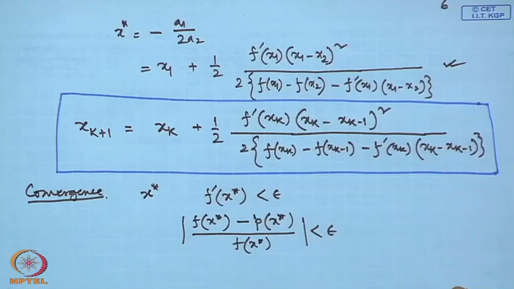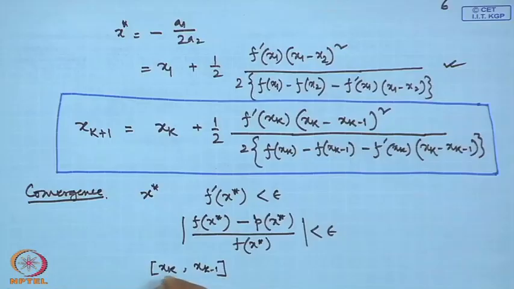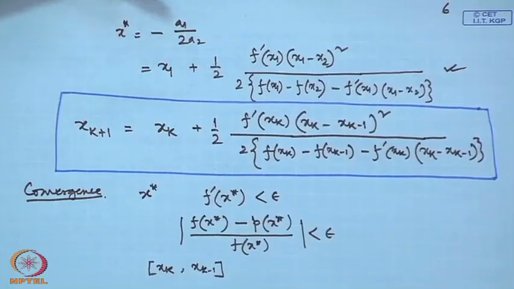And another check, as I said, is that if the interval, that is xk and xk minus 1, is very small, then we can also stop our iteration process. These are all the alternative processes for checking the convergence of the sequence of values of xk plus 1, which will lead us to the optimal solution for the given function f(x).